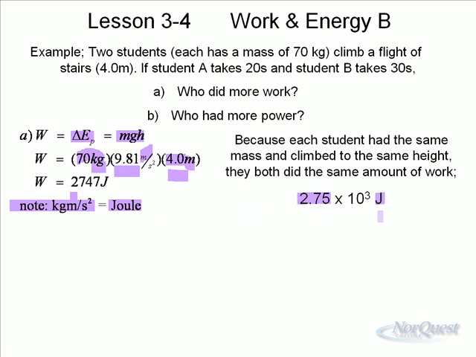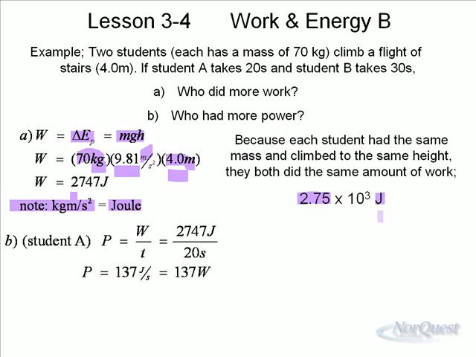Now we have to do the next calculation separately for each student. So for student A, to find the power, we take the amount of work student A did, divide it by the time. She did 2747 joules. It took her 20 seconds. 2747 divided by 20 gives you 137 joules per second, or 137 watts. So student A had a power of 137 watts.